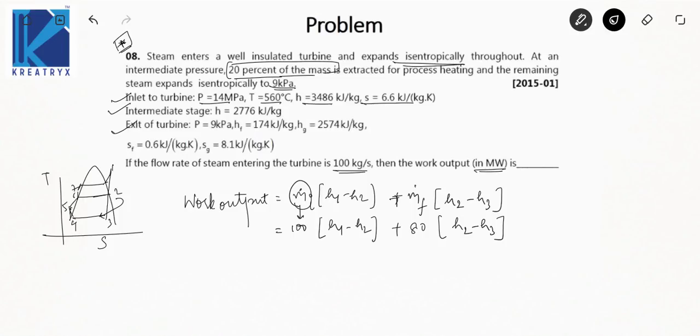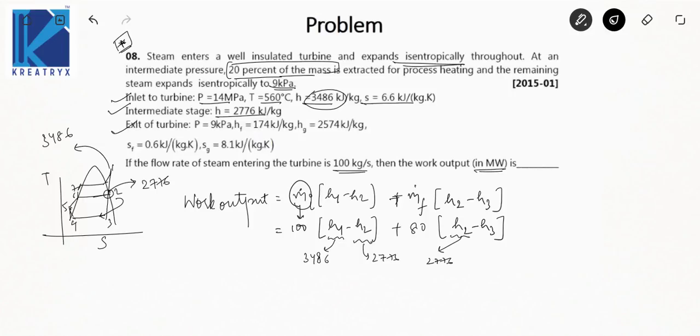Let's see. So inlet to turbine, yes, we know h1. Inlet to turbine, 3486, we know h1. Do we know h2? h2 is the intermediate stage enthalpy where the steam has been extracted. Yes, the enthalpy has been given, which is 2776 kilojoule per kilogram. So this is also known. Here it is also h2, 2776. Do we know h3? h3, exit of the turbine.